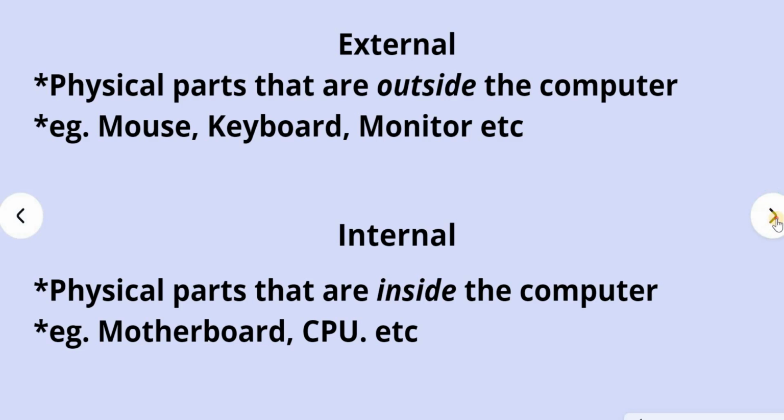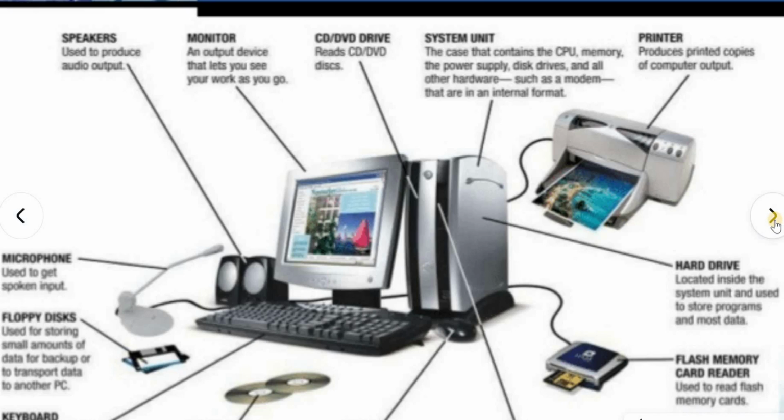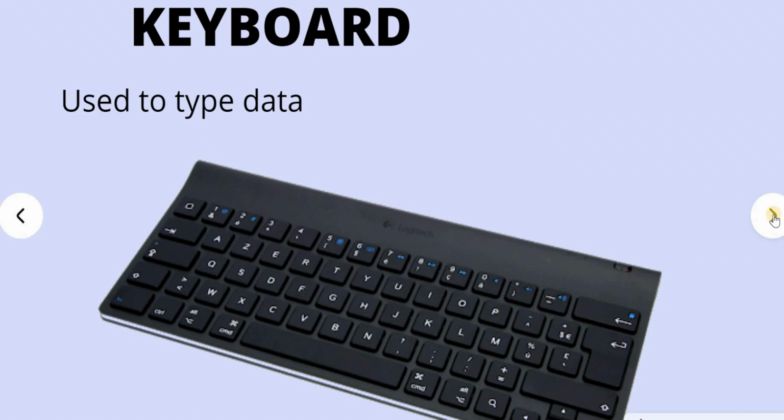Now let's learn about some external hardware parts. Here you can see the most common external hardware devices. First, let us learn about keyboard. It is a typewriter-like device. It has keys on it for letters, numbers and other symbols. Keyboard is used to type data, letters, digits and commands.